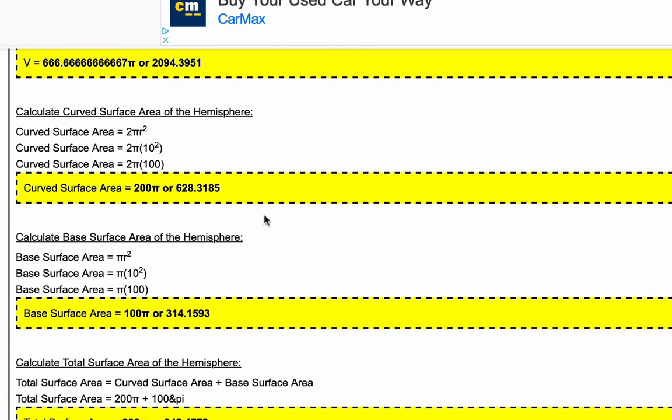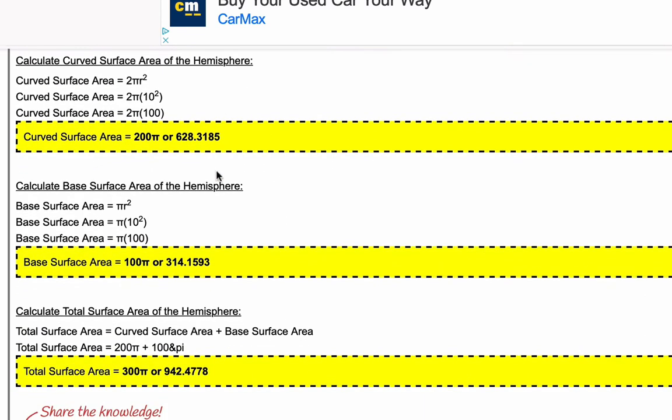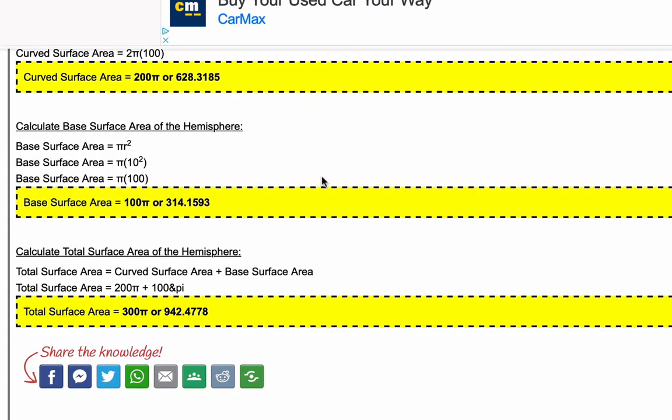The surface area formula is 2 times pi times r squared. Again, we plug in our r value, simplify, evaluate, and we get our two answers. Next is the base surface area of the hemisphere. The base surface area is pi times r squared. When we evaluate with r equal to 10, we get these two answers here.